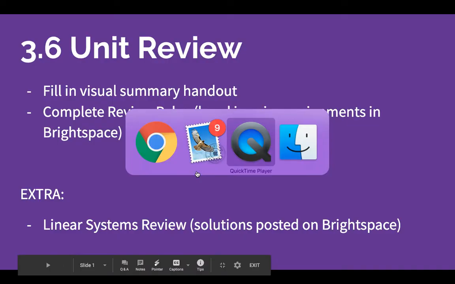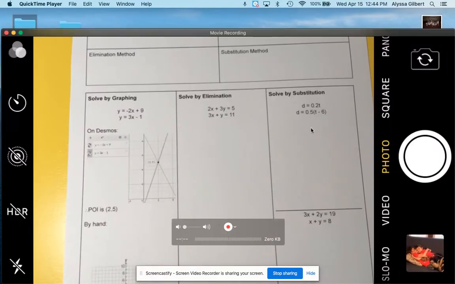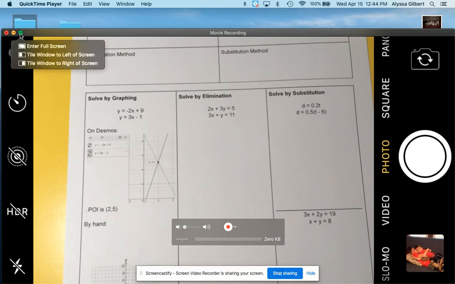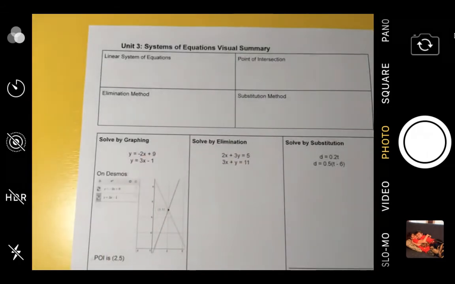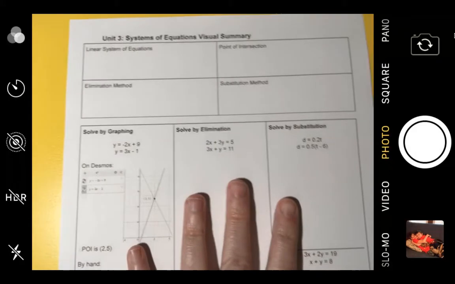So I'm going to switch over to my camera. I know it's a bit weird that you can kind of see everything on my camera, but oh well. Let's see, enter full screen. That way I can zoom in as much as we can. I'll put my mouse over here, so hopefully that thing in the middle will go away. There it goes. Okay, so this is the visual summary that I've created for this unit.